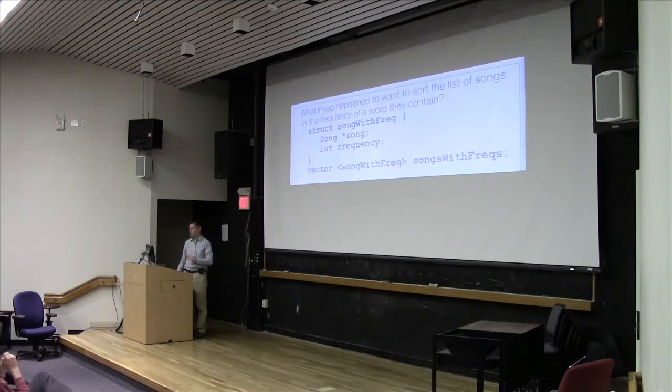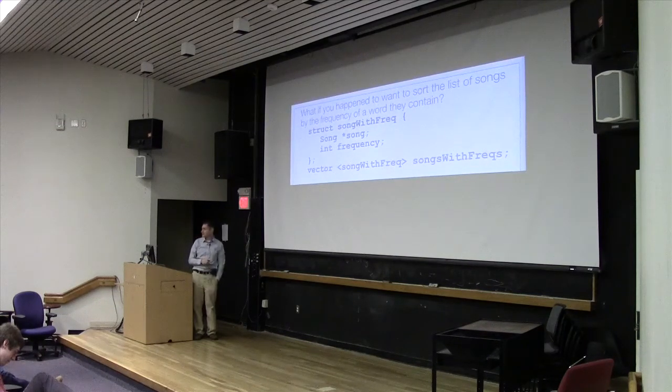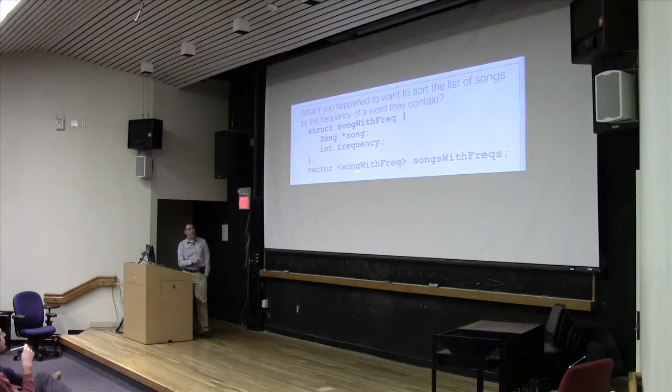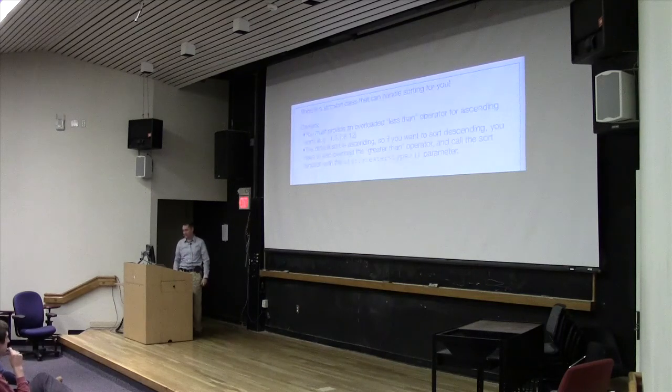Okay, so this is exactly your comment, right? Let's say you wanted to store a list of songs by the frequency of the word they contain. That seems like it might be likely for our project, right? If you have a struct that has a song and also the frequency in there, the song pointer and also the frequency, you can make a vector of song-with-freq structures, right? You can do that, and that's what's nice about being able to do this.